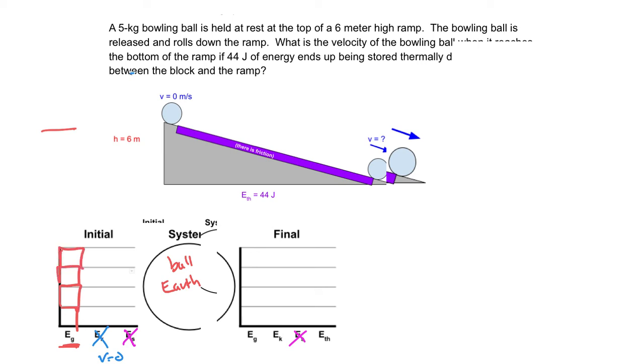Now at the end, we have some hints to help us. So first up, we know that there's no gravitationally stored energy because this is a height of 0. We know that it's going to be moving because of the arrow there. That's exactly what we're finding. We want to figure out the velocity. And the problem straight up tells us that there's 44 joules of thermally stored energy. So we're for sure going to be using this column.